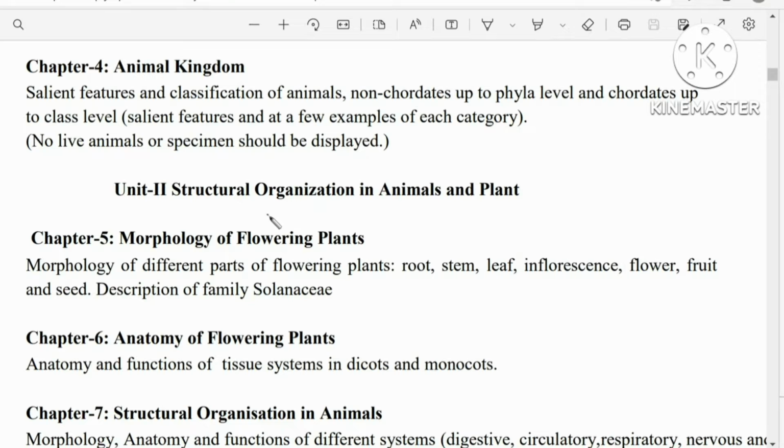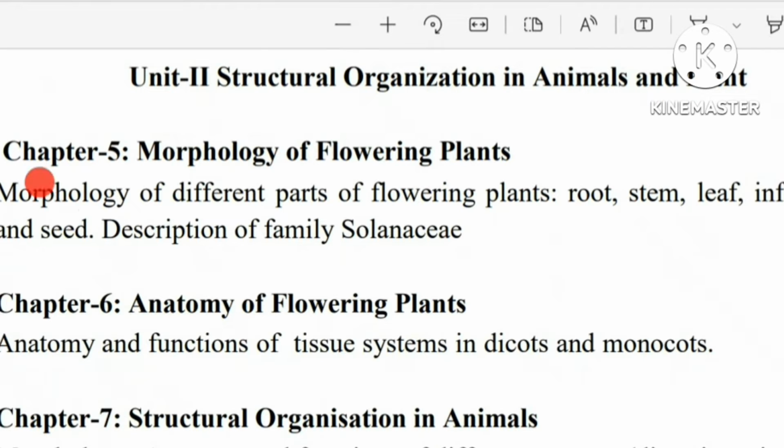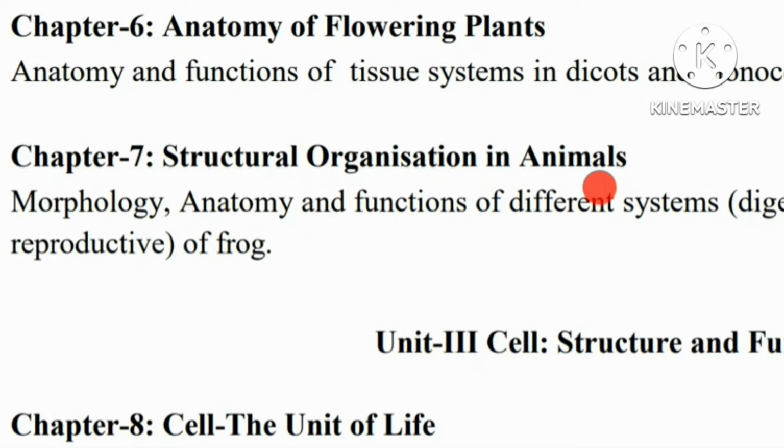Then in unit 2, structural organization in animals and plants. So at the cellular level, what all are there in animals and plants? Those chapters will come in under this. So there is chapter 5, which is about morphology of flowering plants, that is all the external characteristics of plants. Then chapter 6, anatomy of flowering plants, which involves the inside tissue systems of plants. And then comes chapter 7, structural organization in animals.